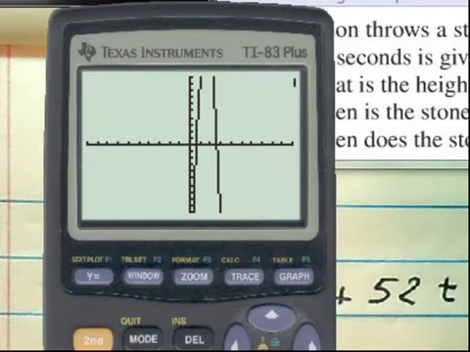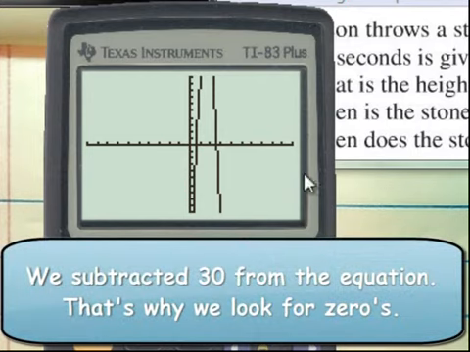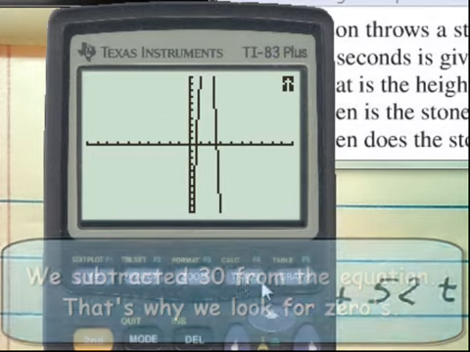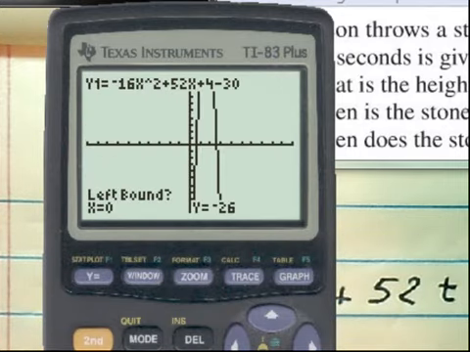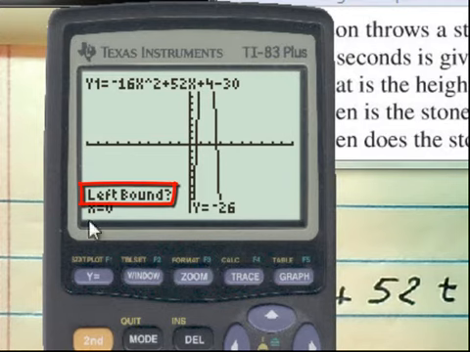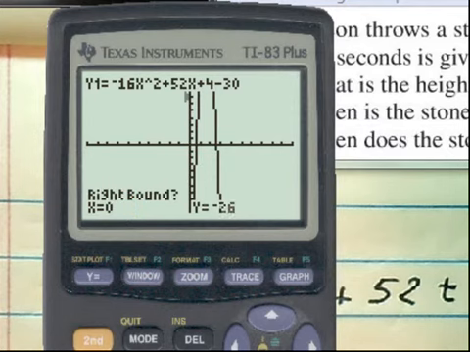Now, since I'm looking for when it's a height of 30 feet, I'm looking for the zeros here. So I will hit second, calculate. We're looking for the zeros. The first thing I have to do is be left of this first intercept right here. Well, notice x is 0. Well, 0 is over here on the left of this, so that's good enough. So I'll just push enter.